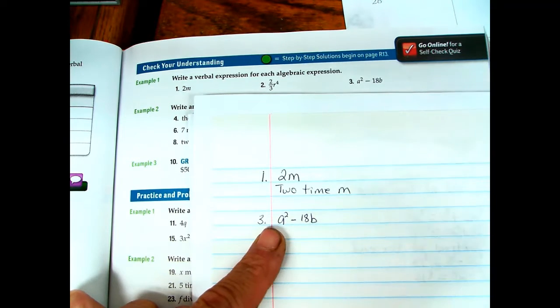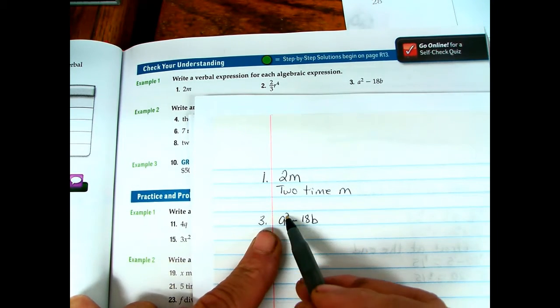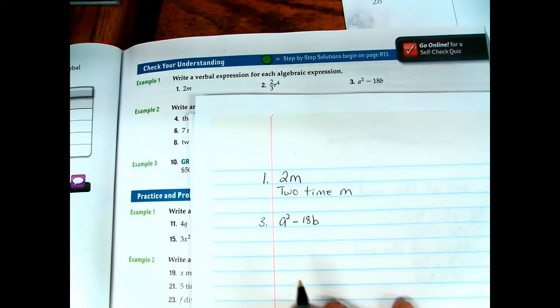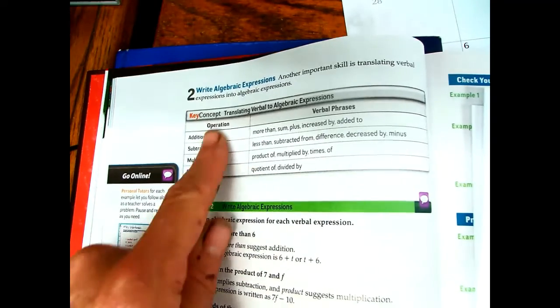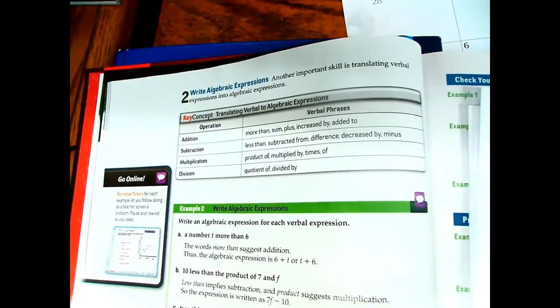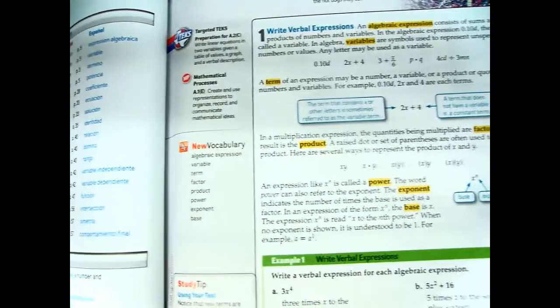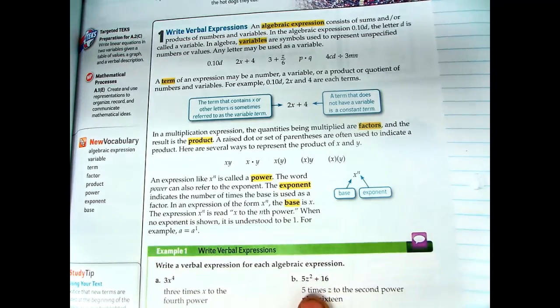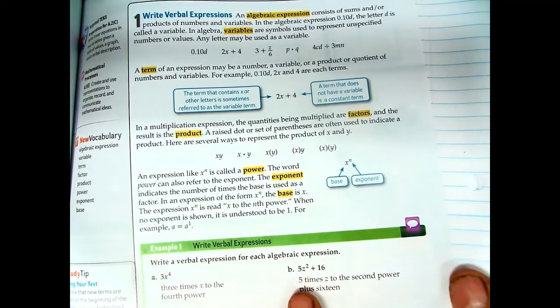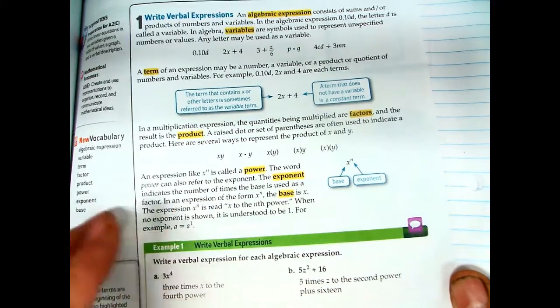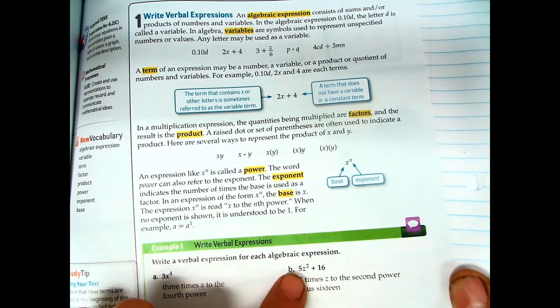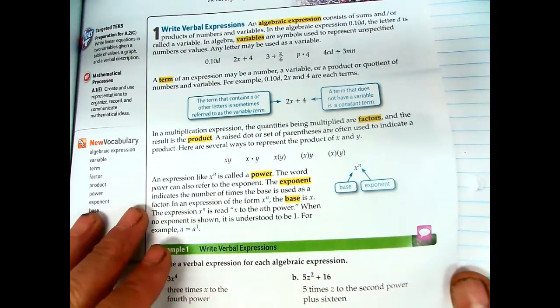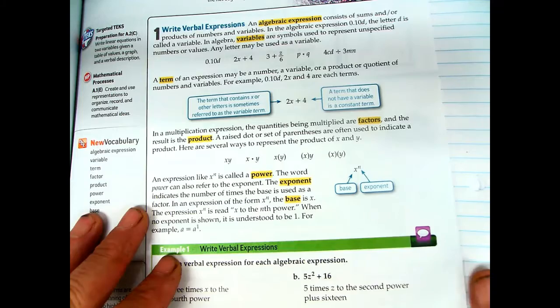So what do I do here? A to the second power. How am I going to write that? It doesn't have exponents in this box here under key concept. So let me look back at example 1 and see what they did. And here's one down here at the bottom, very much like the one that I have to do. And they do 5 times z to the second power. Okay, 5 times, because the 5 and the z are butted up together, z to the second power.